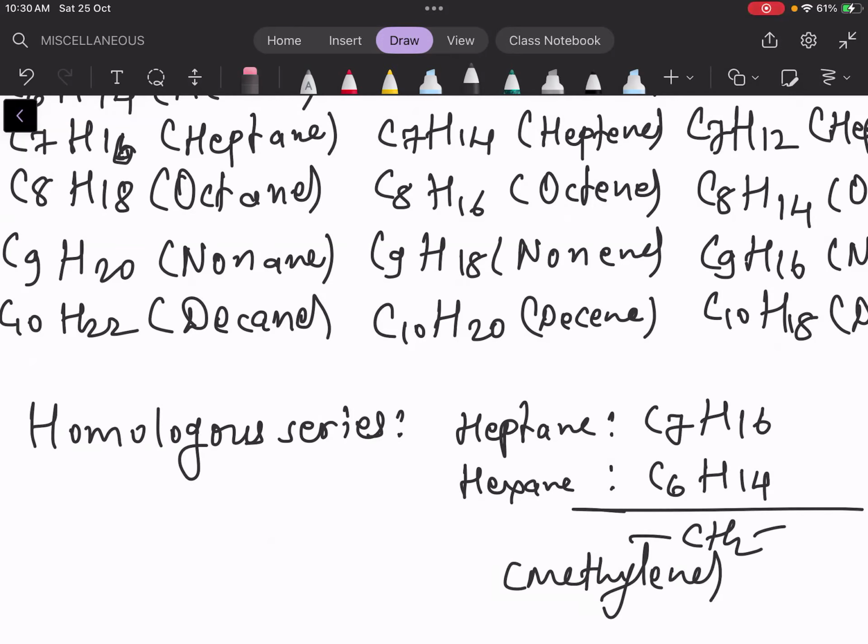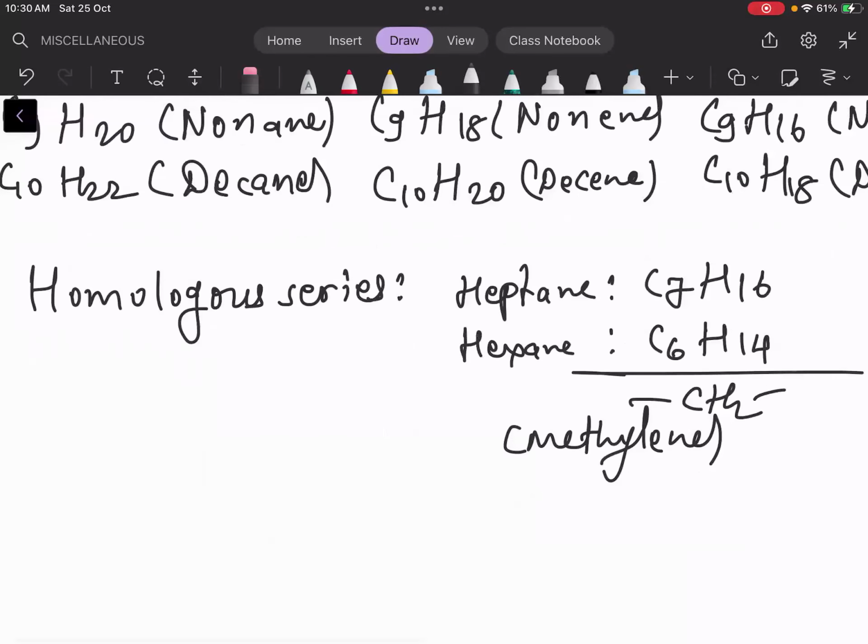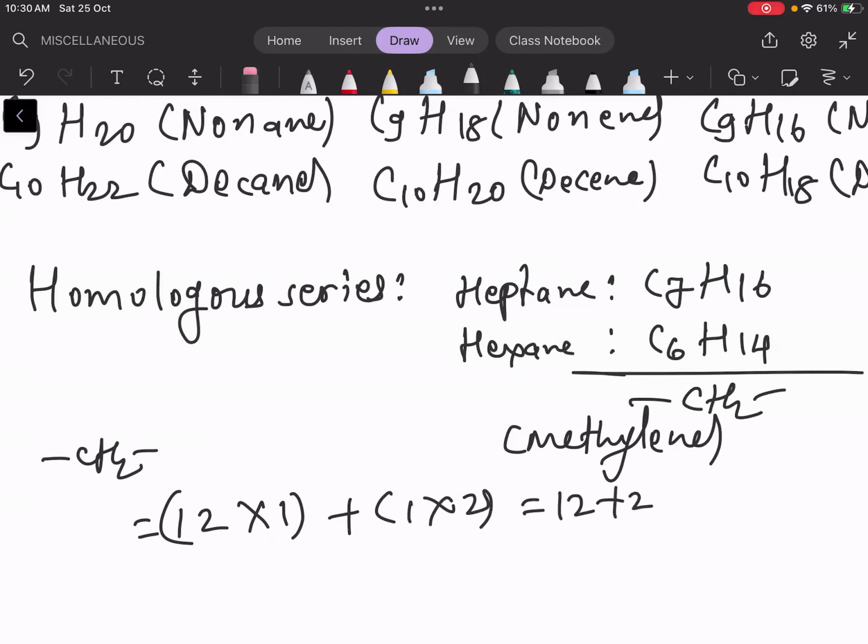Right. So what is homologous series? A series of compounds having the same general formula and same functional group, in which two successive members differ from one another by a constant difference of CH2, that is the methylene group. That is known as homologous series. Carbon, its atomic mass is 12, so 12 into 1 plus hydrogen 1 into 2, that is 12 plus 2, nothing but 14.